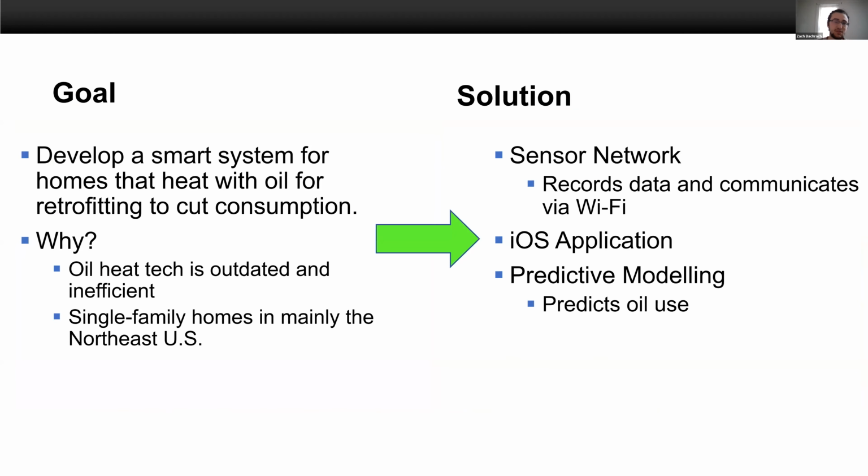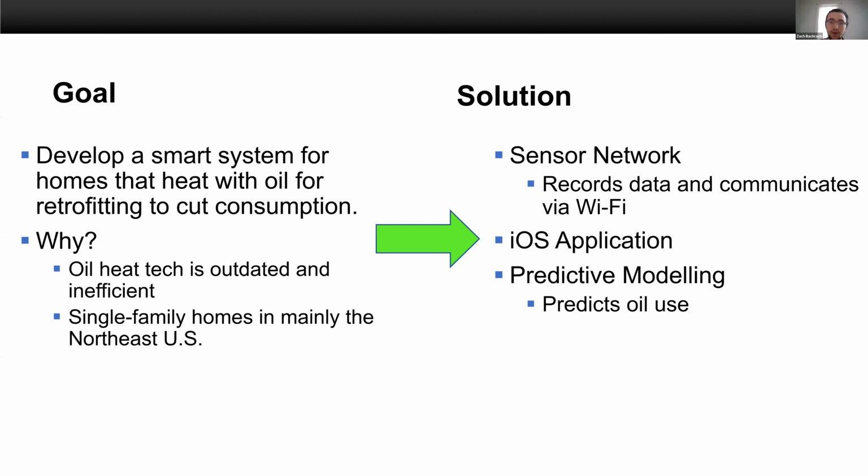So the goal of the project is to develop a smart system for homes that heat with oil for retrofitting to cut consumption. Why do we want to do this? Because oil tech is outdated and it's inefficient, and we want to decrease the amount of oil that homes are using. And of course, it's targeting mainly homes in the Northeast of the United States because that's the area of the country that most use oil for heating.